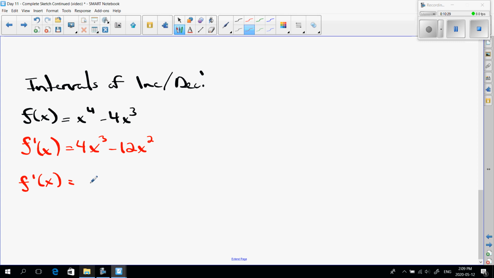In order to find the critical values, I'm going to factor this. So I will take out a 4x to the power of 2. Divide both of these terms by 4x squared. 4x cubed divided by 4x squared leaves an x. Negative 12x squared divided by positive 4x squared leaves a negative 3.